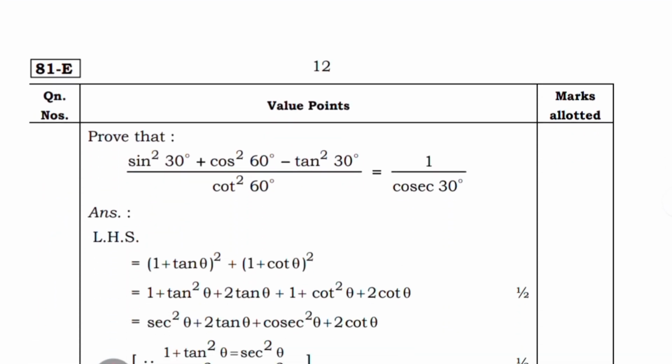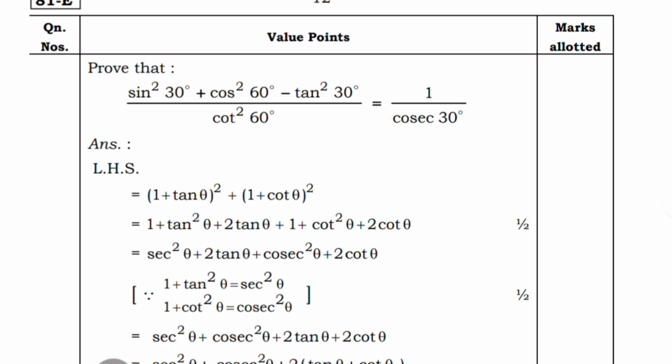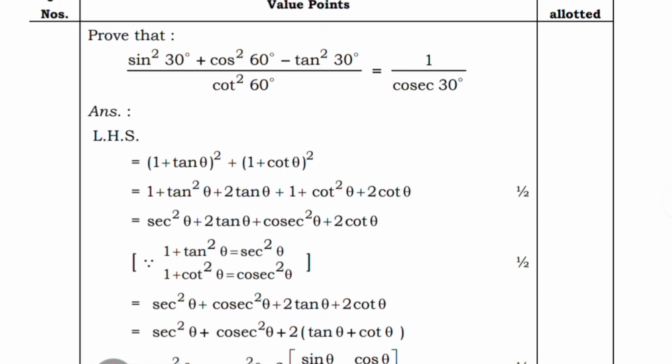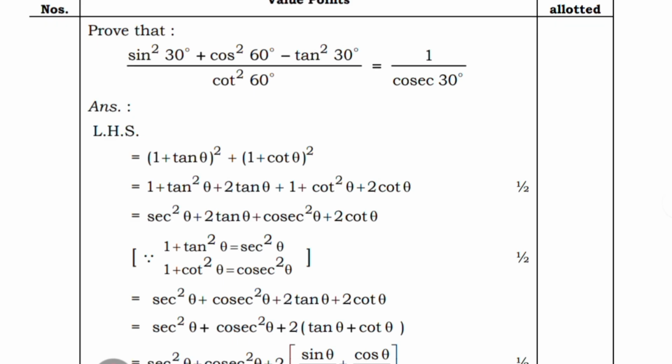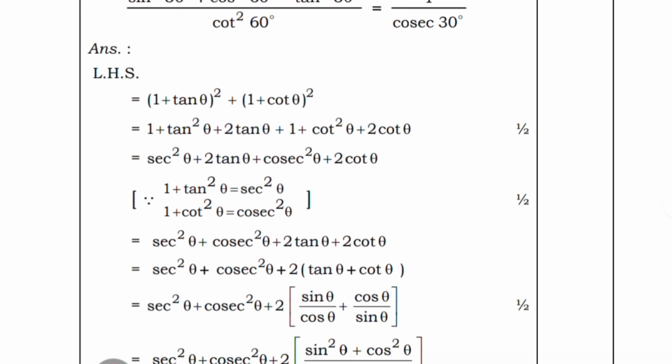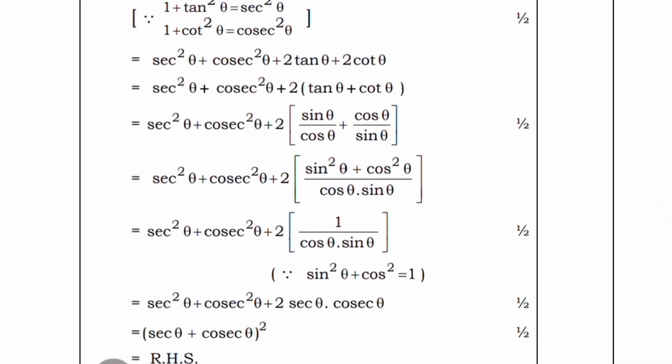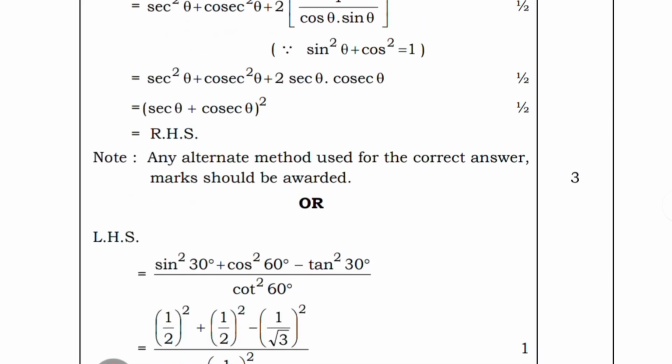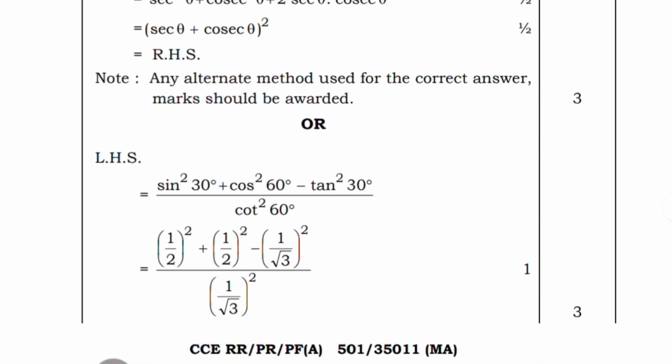Coming to the prove question, this is probably from trigonometry. Here you have directly the answer, 1 by cosec. You need to prove this by using the identities and formulas. If you don't know how to solve this question, do one thing: directly solve some of the steps and use identities if you know them, and directly write the answer if you don't know how to solve. If you know, you can solve and easily get the 3 marks. Any alternate method used for the correct answer, marks should be awarded.